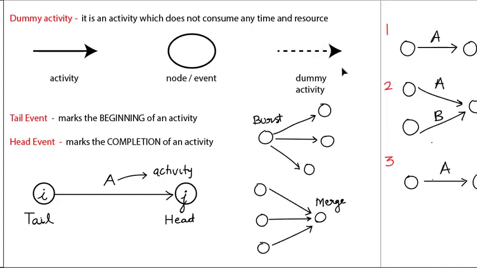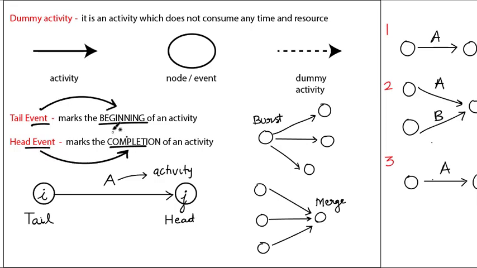As I told you, an event marks the time instance of beginning or ending of an activity. Here, the tail event describes the beginning of an activity, and the head event describes the completion of an activity. So the tail marks the beginning and the head marks the completion. Don't get confused; try to remember this. The tail marks the beginning, the head marks the completion of an activity, right?